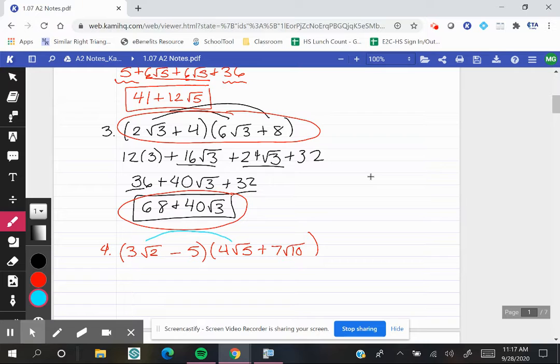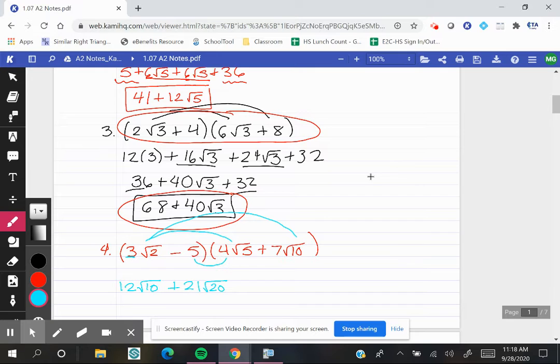So 3 times 4 gives me 12. Rad 2 times rad 5 would give me rad 10. Then do the next one, distribute it to the 7 rad 10 now. So non-radicals multiplied together. 3 times 7 is 21. Rad 2 times rad 10 is 20.